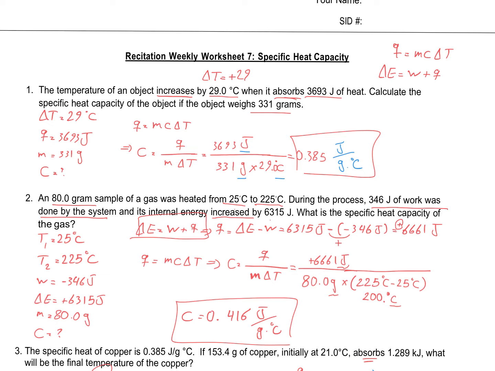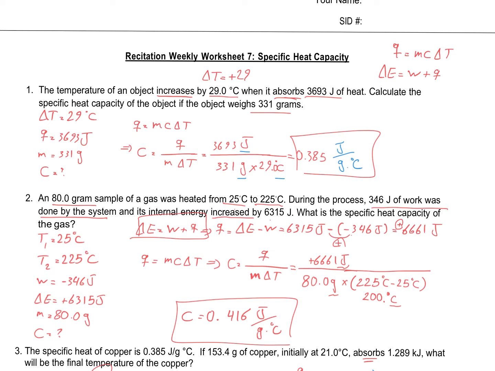We have a negative sign. It's a subtraction in the formula, and the work is negative, so be careful with that. So adding these two makes it a plus sign. So you add these two, and then the Q is plus 6661 joule.